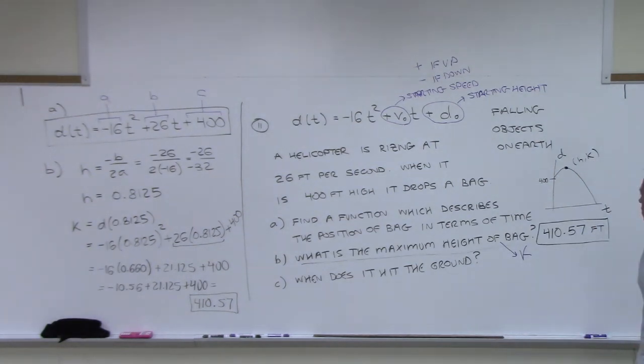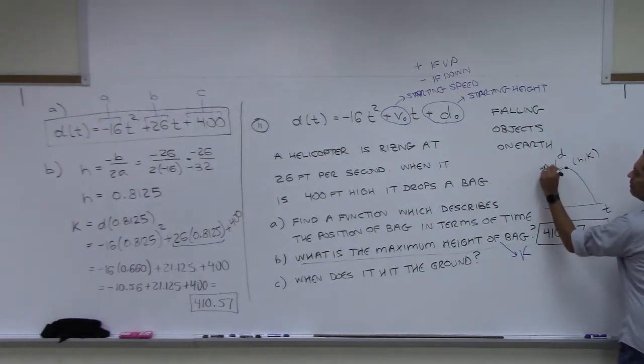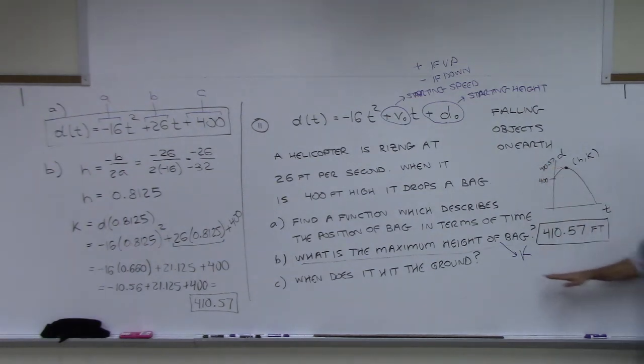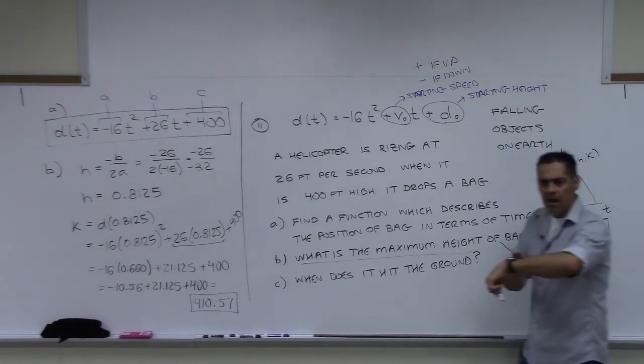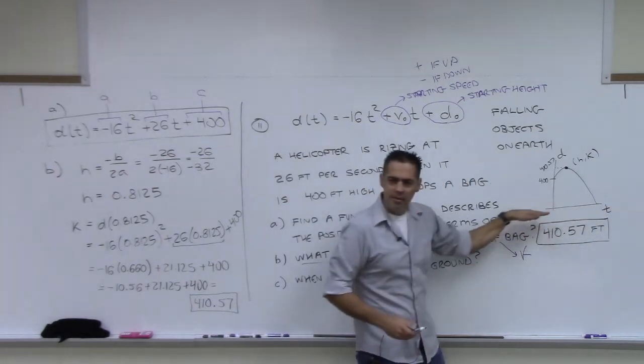Part C. So what is part C saying? Well, we found that highest point, right? We found this 410.57 right there. Part C is saying, when does it hit the ground, right? When? T, right? Time. We want to solve for T. T is this, left and right.